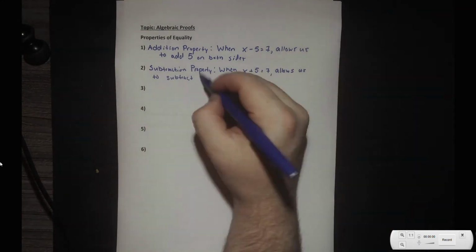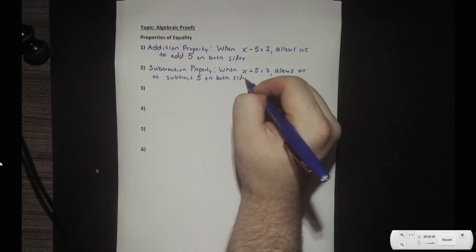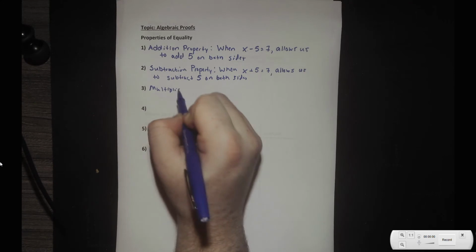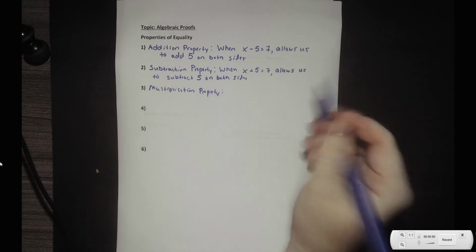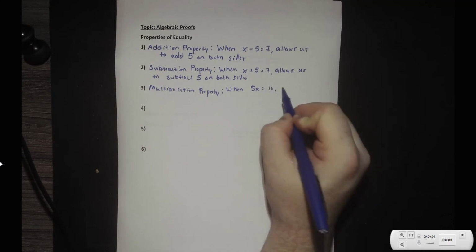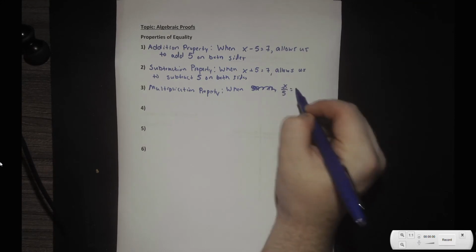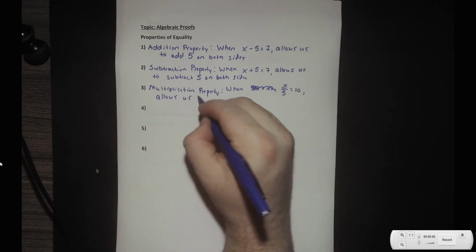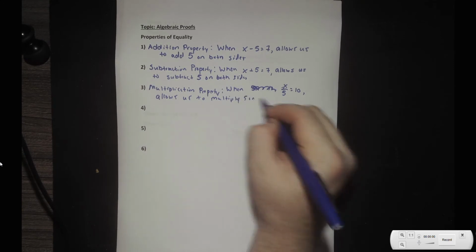But the subtraction property is just like it says. We subtract 5 on both sides. Then we have the multiplication property. Actually, that's incorrect. Multiplication would be when we have x over 5 equals 10, and it allows us to multiply 5 on both sides.